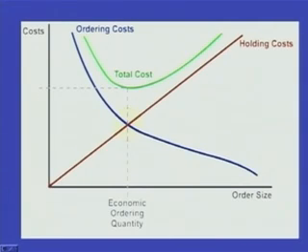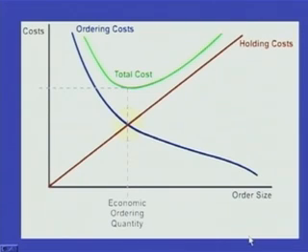So whenever we are holding an inventory, it will have some cost, and the holding cost will also be increasing with the order size. So when the order size is increasing, the holding cost will increase, and when the order size is increasing, the ordering cost will decrease. So the ordering cost is decreasing and the holding cost is increasing with the order size.